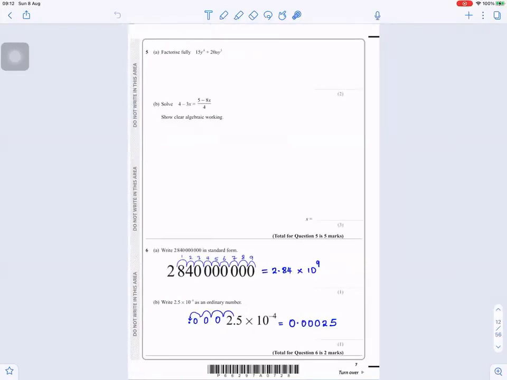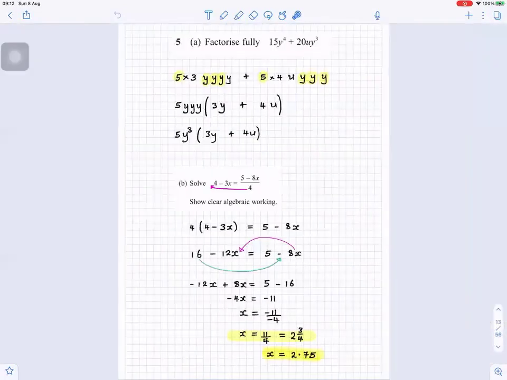Question number 5. Factorize fully. So you can write it out. 15 is 5 times 3. Y to the 4 is 1, 2, 3, 4 of those Y. Plus 20 is 5 times 4 times Y. Y cubed is Y, 1, 2, 3 of them. So what is common? 5, that comes out of the bracket. Y, 3 of them and 3 of them, so that comes out of the bracket. And what you're left with is 3 and Y.